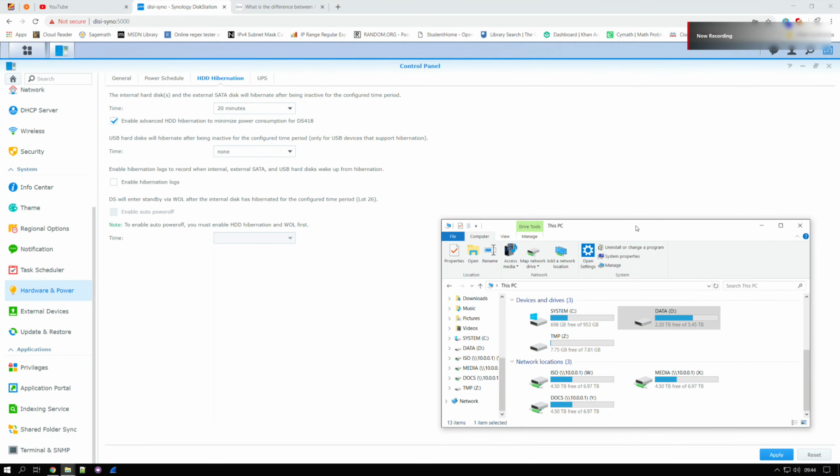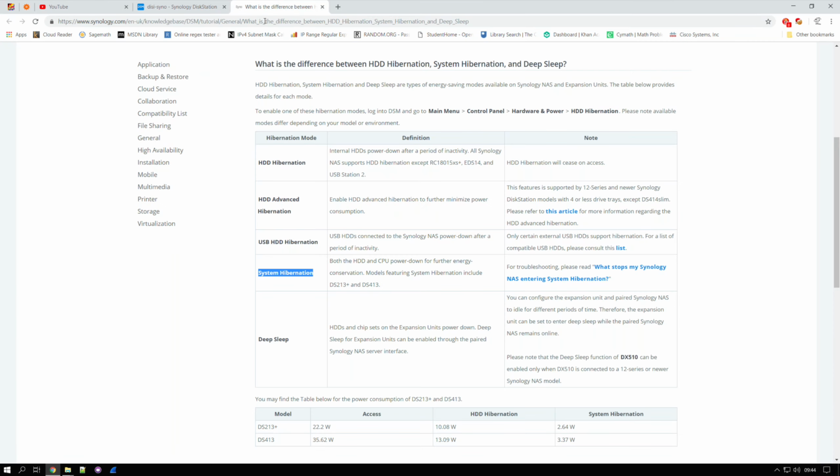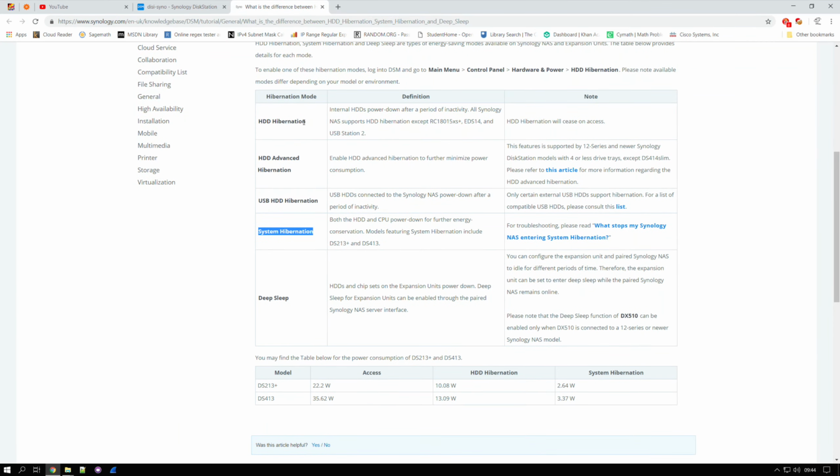So here's just a quick look at some of the disadvantages of using a NAS drive as a router. What I notice is if I boot up the PC and I do not access these network drives, that means my Synology has certain sleep states. If you look at these, it can either just hibernate the hard drives. It can, if the hard drive supports it, put them into advanced hibernation. This is just for external drives.